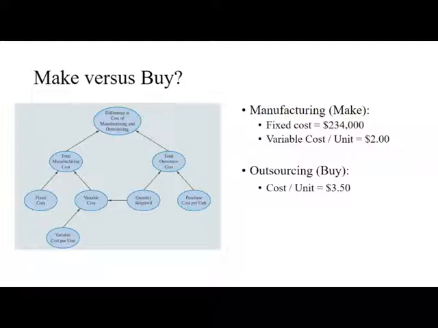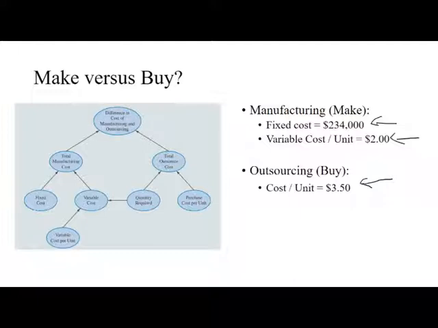In this particular case, Nowlin Plastics has a product known as the Viper, which is a plastic cell phone cover. And on the right here, we see the data for manufacturing versus outsourcing for the Viper. If Nowlin Plastics makes the Viper on their own, there's a fixed cost of $234,000. And then for every Viper we make, there's an additional cost per unit of $2. The outsourcing option is simpler because there's no fixed cost, but we pay a higher price per unit, which is $3.50 if we outsource. And so the question is, at what quantities is it better to outsource versus manufacturing?